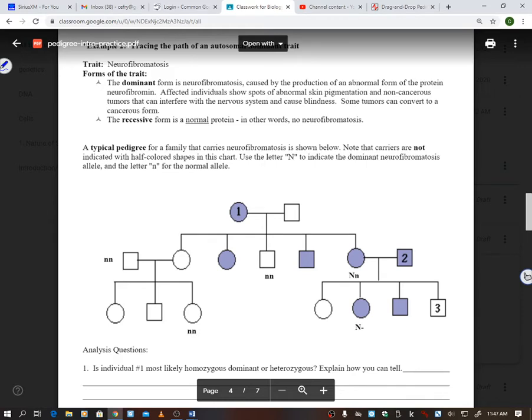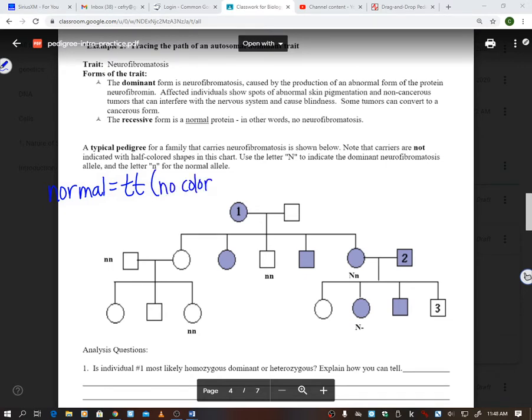So just kind of real quickly, it says the dominant form of neurofibromatosis is caused by the production of an abnormal form of the protein neurofibromin. Affected individuals show spots of abnormal skin pigmentation and non-cancerous tumors that can interfere with the nervous system and cause blindness. Some tumors can convert to a cancerous form. The recessive form is normal. In other words, no. So here is what is crazy. All right, so if you are normal, then you are going to be this, and you're not no color.